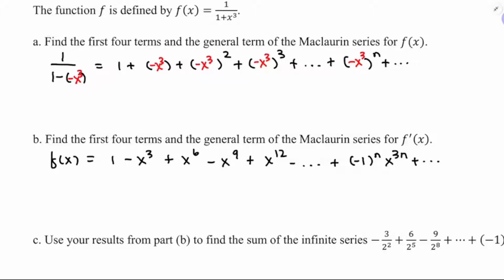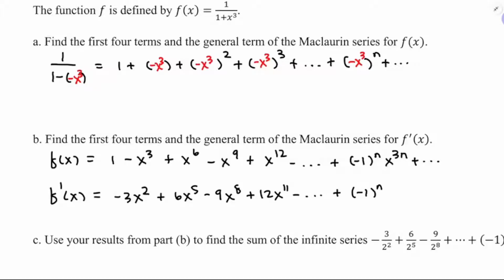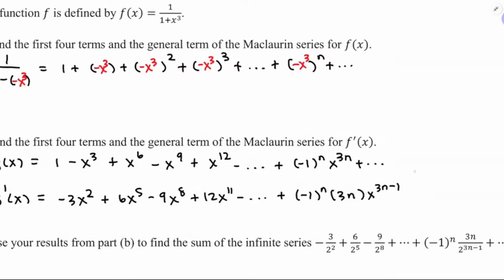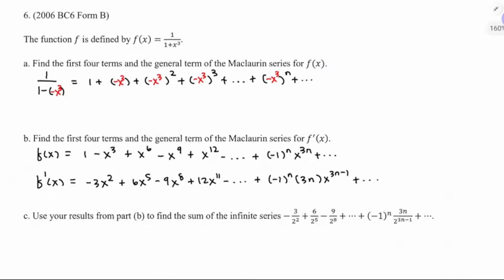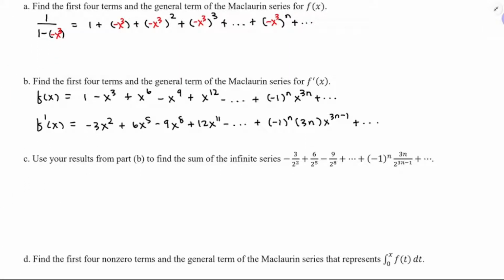Then that means that f prime of x is going to equal 0 minus 3x squared plus 6x to the 5 minus 9x to the 8 and 12x to the 11 minus, and so on. And what we did is it's still alternated. That didn't change by the process of taking the derivative. The power got brought down, and then we reduced it by 1. And then we have ourselves a Maclaurin series for f prime of x.